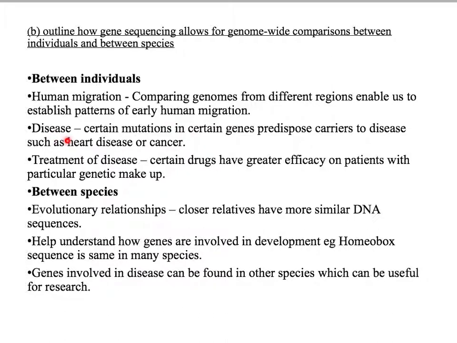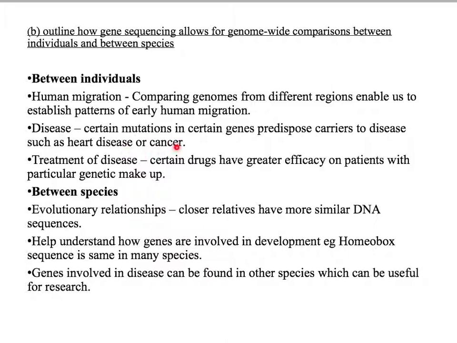Looking at disease, we can identify genes which predispose people to particular types of disease. So we're finding more and more about the genes that predispose people to heart disease and various cancers and so on by knowing about the human genome. And obviously if we were able to identify a particular set of genes which contributed to heart disease, we could treat that individual with particular drugs or advised lifestyle approaches to hopefully stave off the onset of heart disease.